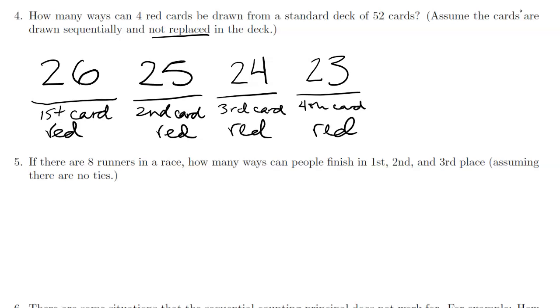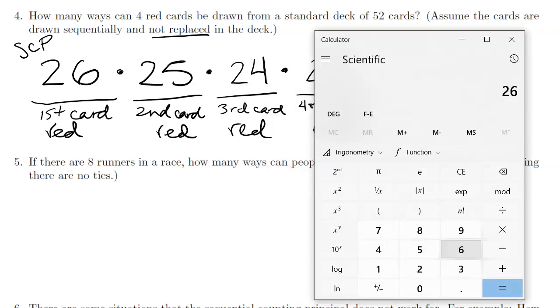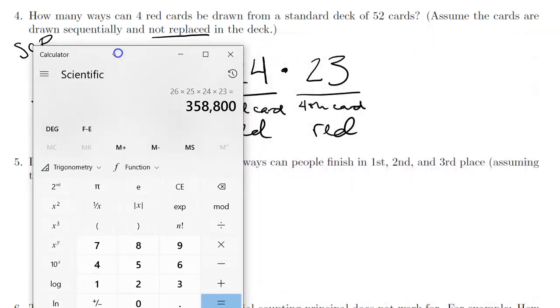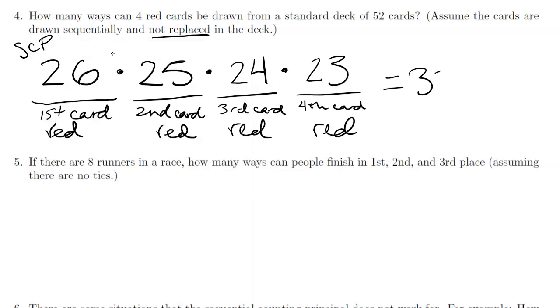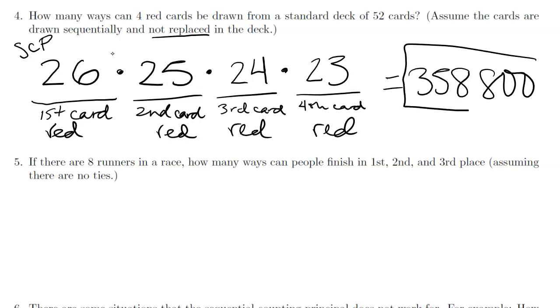And then, remember, we're doing multiple events, so what we do is multiply those together. That's what the sequential counting principle tells us to do. So multiplying those together, we've got 26 times 25 times 24 times 23, which is 358,800. Lots of different ways to draw this.